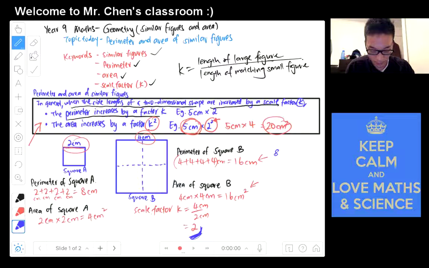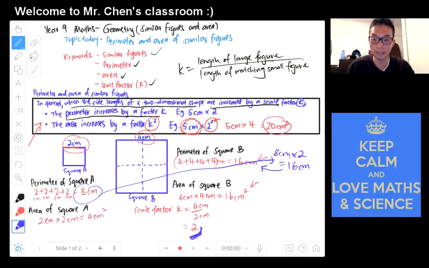8 centimeters, which I got from here, and then you just need to multiply by the scale factor. So 8 times 2 is 16 centimeters. Look at that. Isn't that the same as that? So all you need to do is multiply the perimeter of the original square by the scale factor, times 2, and you will get the answer.